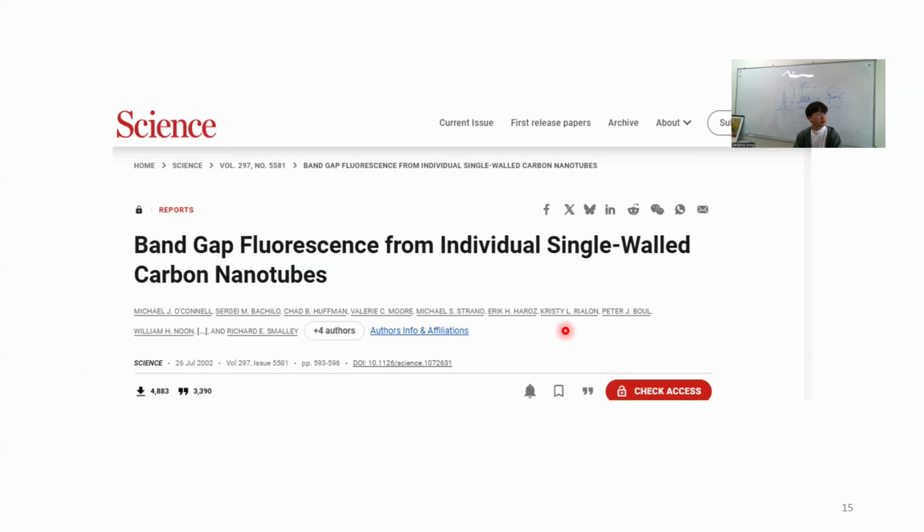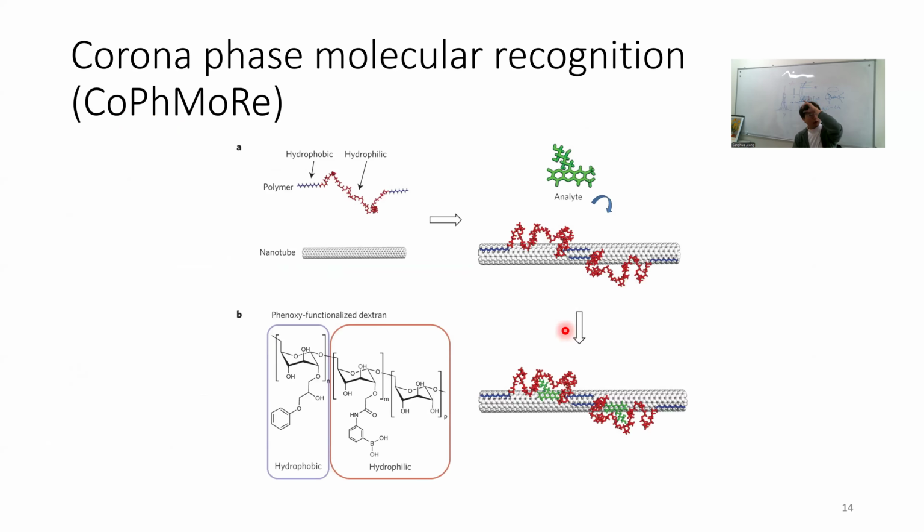And last, I will just briefly talk about the more and more practical ones, the COFO-MOR, the corona-phase molecular recognitions we are usually using as sensors. So corona-phase molecular recognition means that whatever these carbon atoms can bind, they recognize some molecules. By what? The corona phase. The corona phase can be made by carbon nanotubes with some polymers.